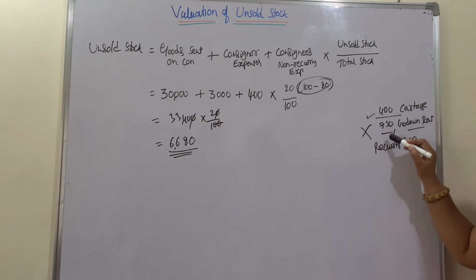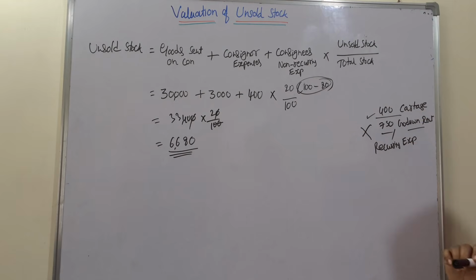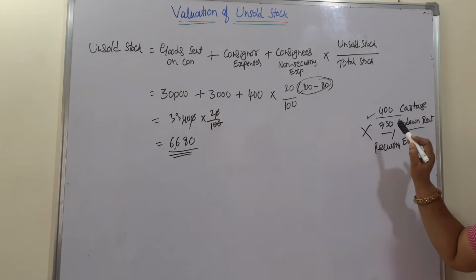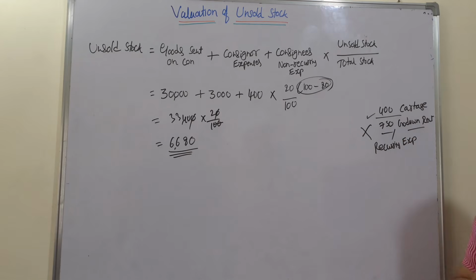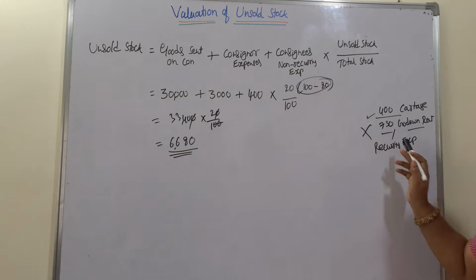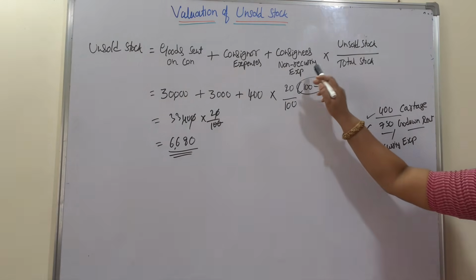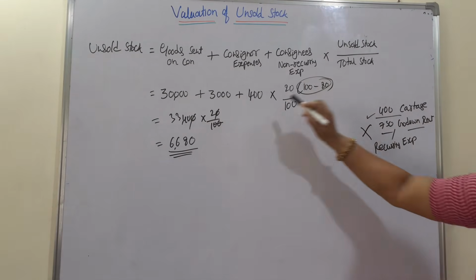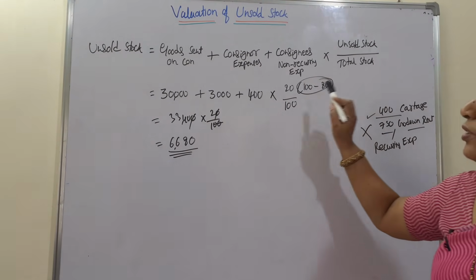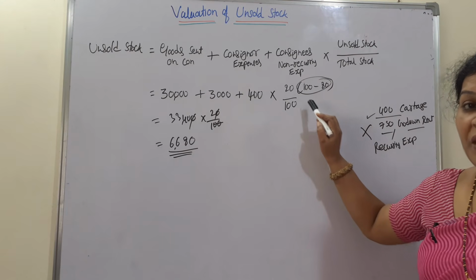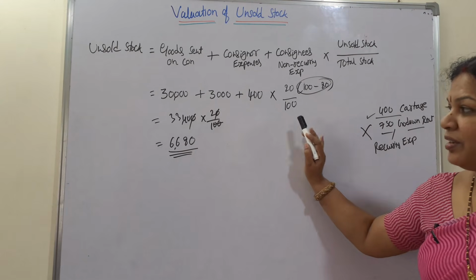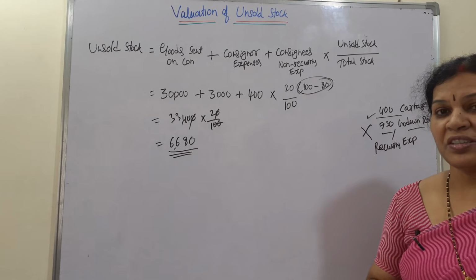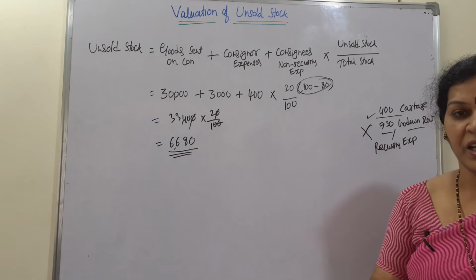Consignee's two expenses are there, 400 and 750. 400 is cartage, means one time only you will pay, so this is non-recurring. 750 godown rent is recurring. Every month you need to pay, it is recurring. Recurring we don't take, we want only non-recurring expenses. So we have taken only 400, into unsold. Unsold is 20 out of 100. Multiplication we have done, we got 6,680 as the answer.